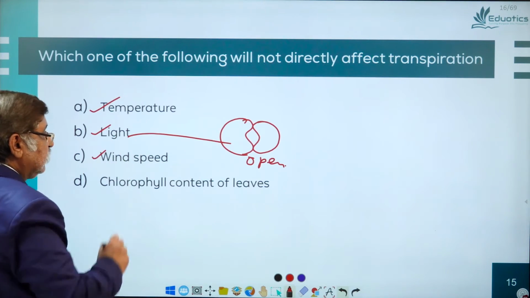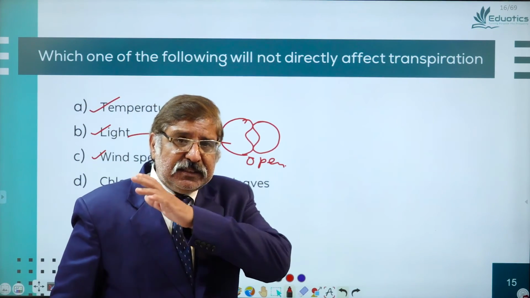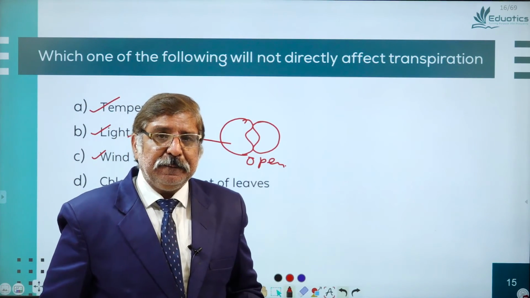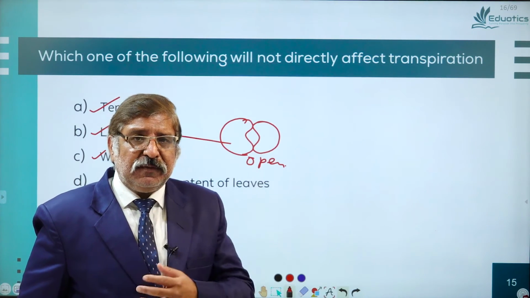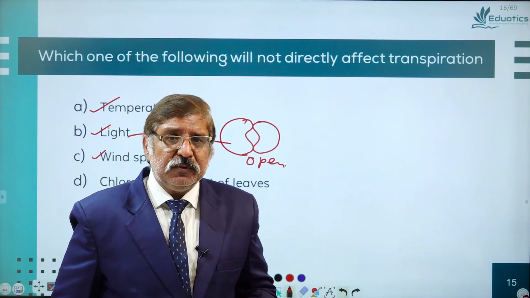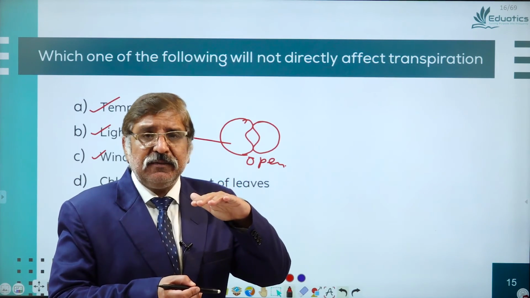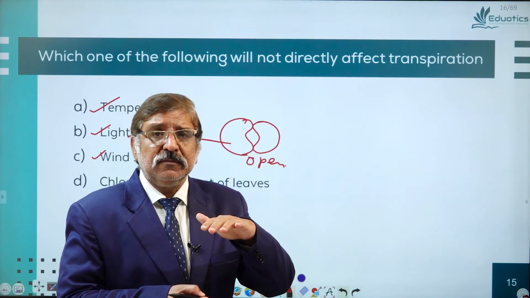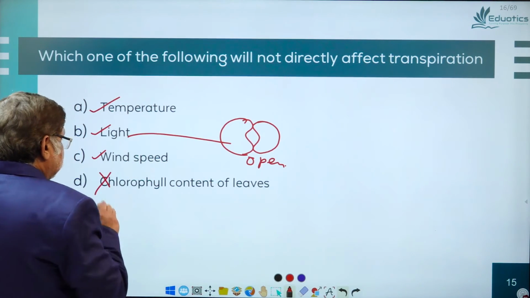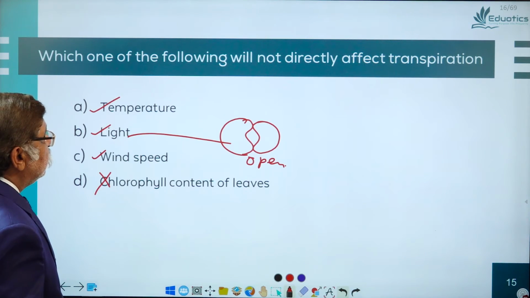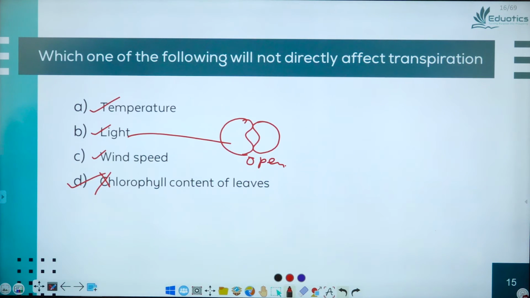Wind speed, yes, it will affect, because when the wind is blowing, clothes dry quickly. If you have sweat and stand under a fan, you'll get dry soon. So the more the wind speed, the more the transpiration, because air will not be saturated above the stomata. Chlorophyll content of leaf has nothing to do with transpiration. So the one that will not directly affect transpiration, D, is the correct answer.